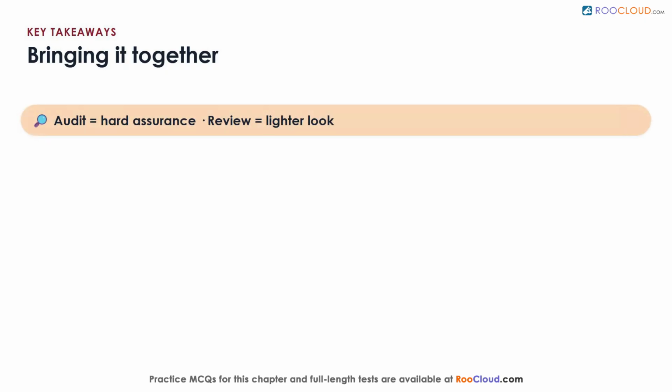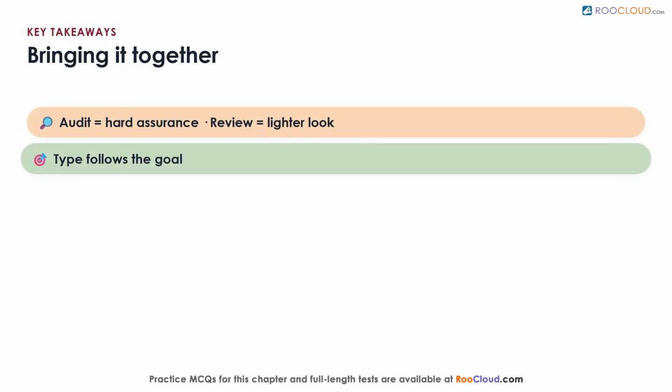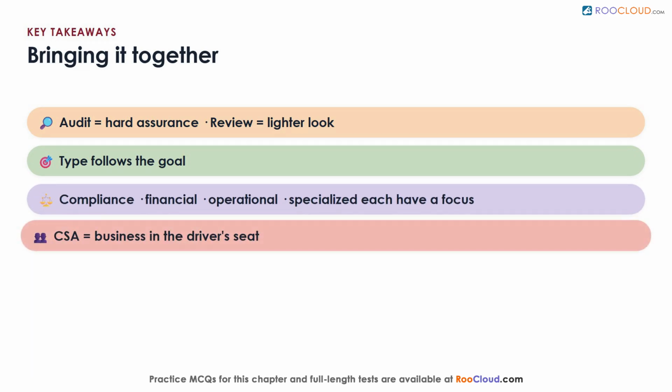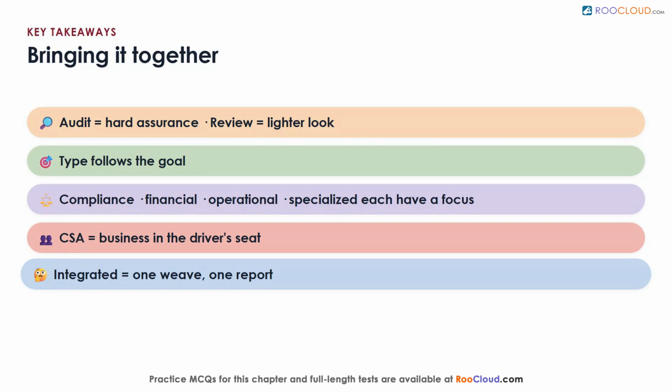So let's bring it together. Audits give hard assurance. Reviews stay lighter. The type you choose depends on the goal. Compliance, financial, operational, and specialized each have a focus. Control self-assessment puts the business in the driver's seat, and the integrated audit weaves it all into one view. Master these distinctions, and you'll always pick the right tool.